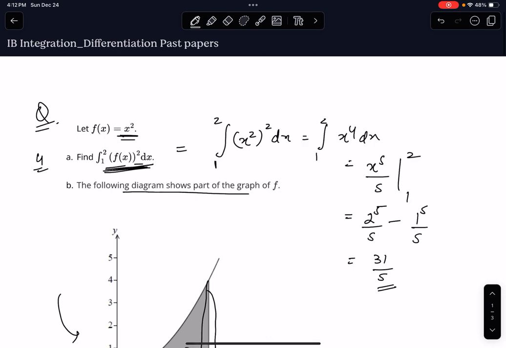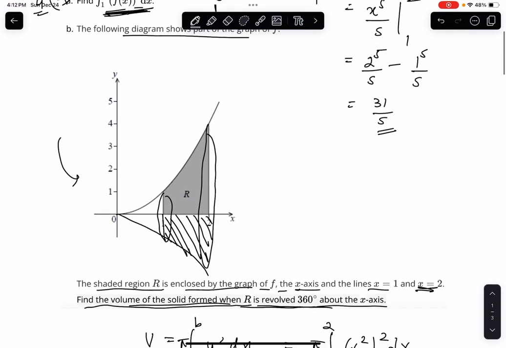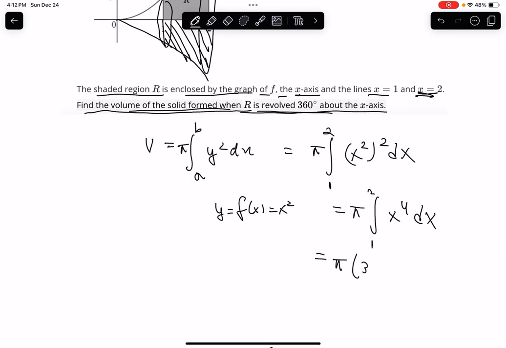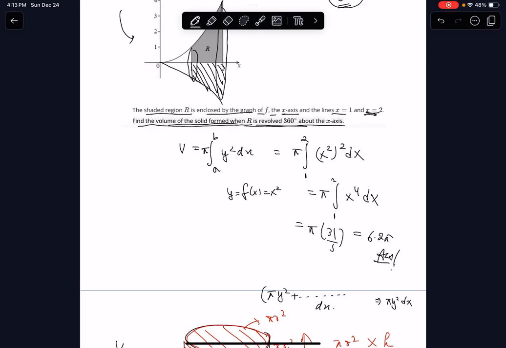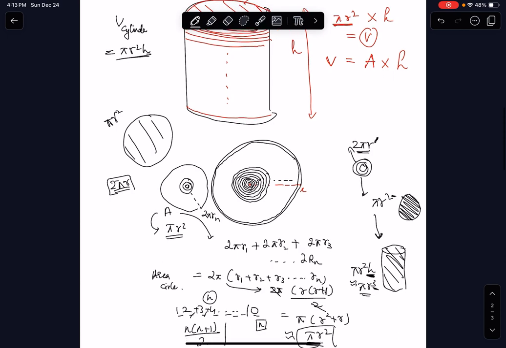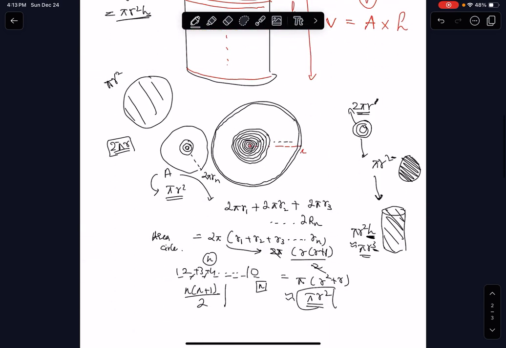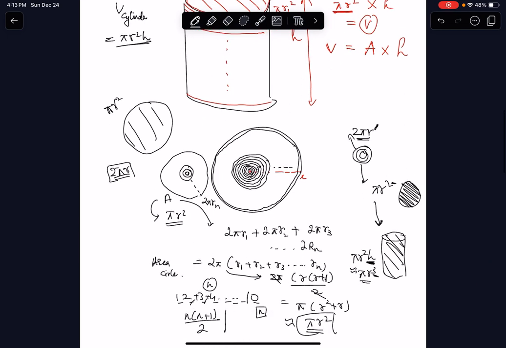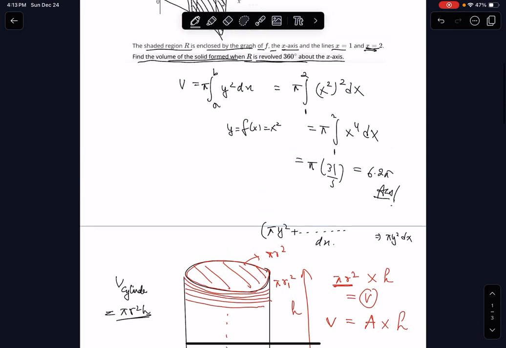As you can see, we already calculated this in part A, so we got 31 by 5. Then this is pi times 31 by 5. That's the volume we would be getting. In this case, this becomes 6.2 pi, and that's your answer. So this is how we looked at integration and solids of revolution, and we went into seeing how areas, volumes and perimeters are formed.